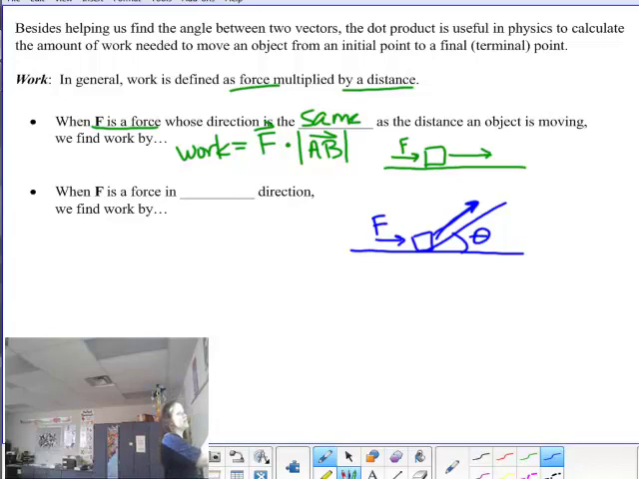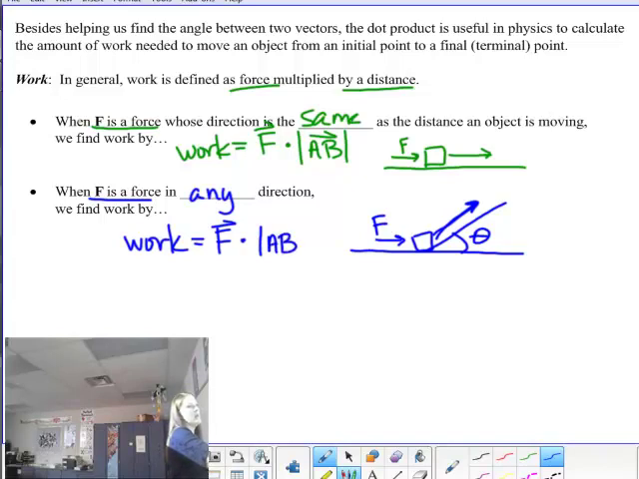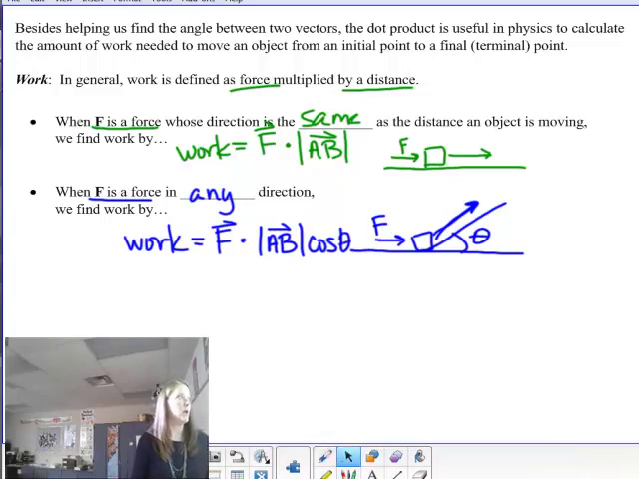So when F is a force in any other direction, then work is going to be the force vector times the magnitude of the vector from A to B, times, again, the cosine of the angle between them. Now, if you happen to use the blue formula on a problem with the green formula, what's the angle going to be? The angle is going to be 0, and the cosine of 0 is simply 1. So it will still work. A couple of examples, and we will be on the road.